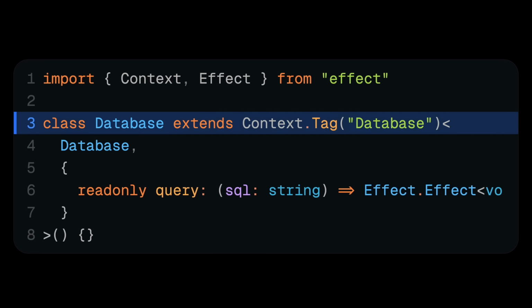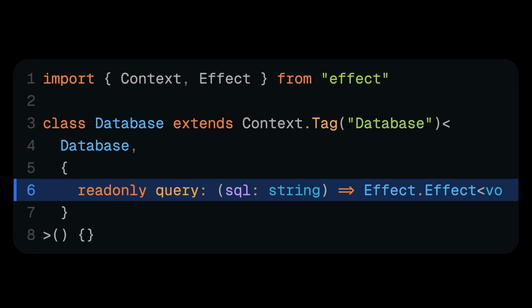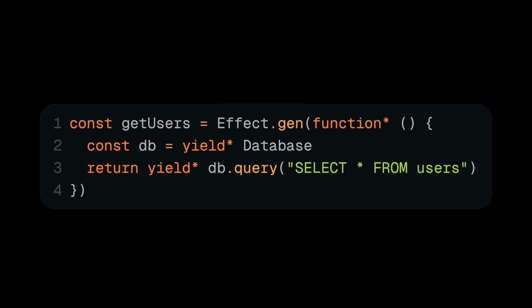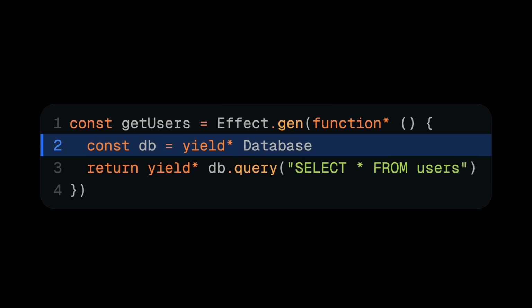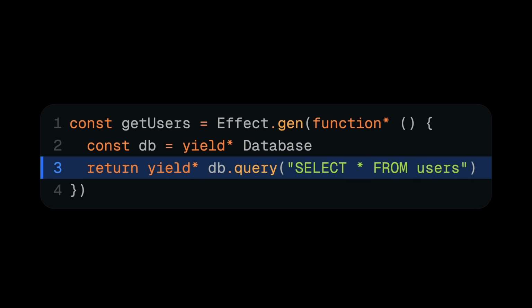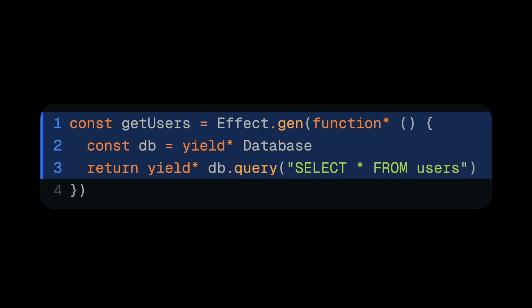We'll start by creating a database service that extends the Effect context tag. This service will have a query method that returns an effect. Once we have a service definition, we can actually start writing our application code even without an implementation of the database service. We can define a simple program called getUsers that queries the database and returns users. Now there is a chance that you look at this code and think, why the heck is there a function with a star and the word yield inside the program?